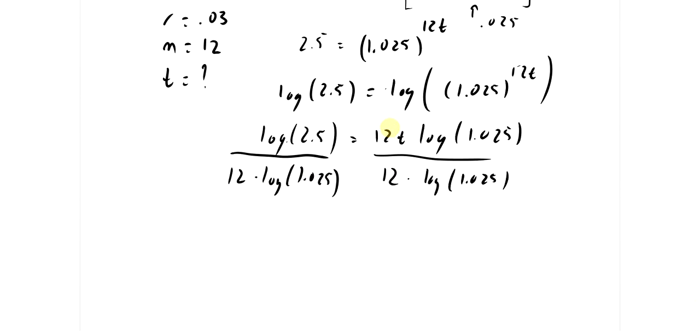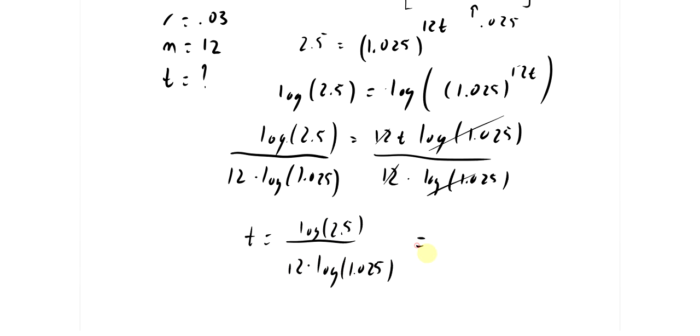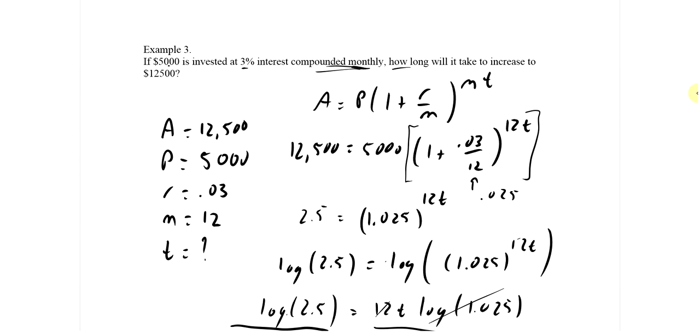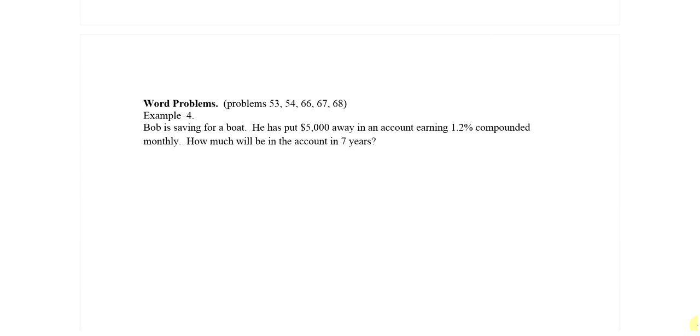And then the 12s cancel out, these logs cancel out, and we're left with t equals log of 2.5 over 12 times log of 1.025, and that comes out to be about 3.09. There's more decimals, of course, but if you round it off, that should be about what you get. So these kinds of how long problems, how long will it take to increase to a certain amount, involve logarithms, and it's the rule that takes a power and turns it into a coefficient. That turns out to be the most useful of the log rules for us anyway.